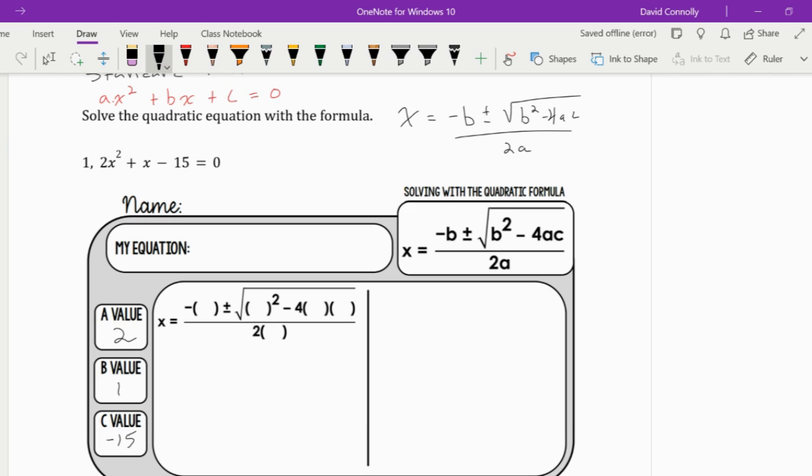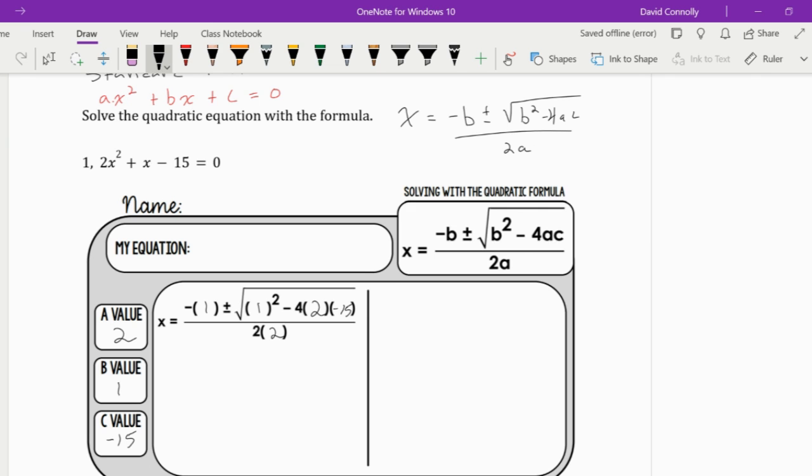So all we're going to do at this point is plug those values into this quadratic equation, and you can see it's written for you again right here. So -b, b is 1, so we're going to place a 1 here, plus or minus the square root of b squared, so that's 1 squared, minus 4 times a, so we're going to put a 2 there because that's our a value, times c. So we're going to put a -15 here because that is our c value, all over 2 times a. And again, a is 2, so we put a 2.